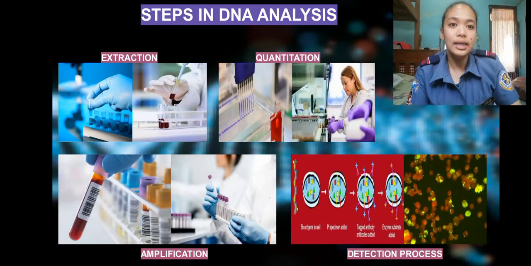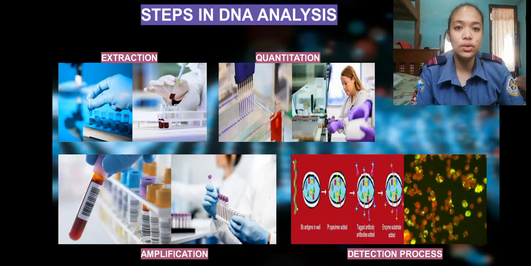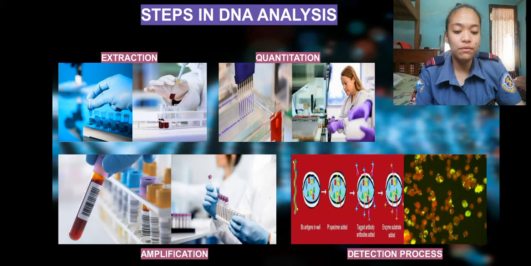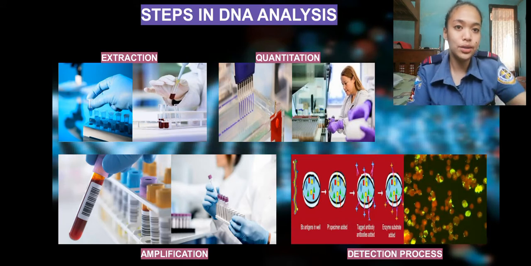So next is the steps in DNA analysis. So una-una is the extraction, meaning extracting the DNA from the nucleus to release the content. And the quantitation is to determine how much DNA was retrieved from the cell. And the amplification is the determination of the variation of the DNA test results or types from the specific region of the DNA. And lastly is the detection process, which is where the DNA is separated and passed through the laser.